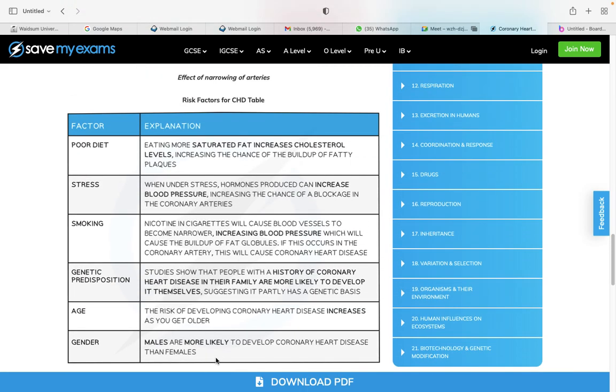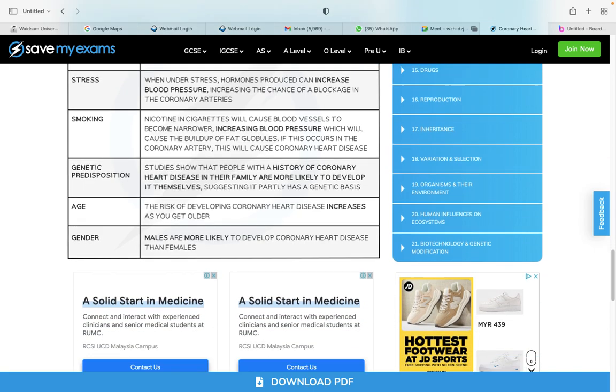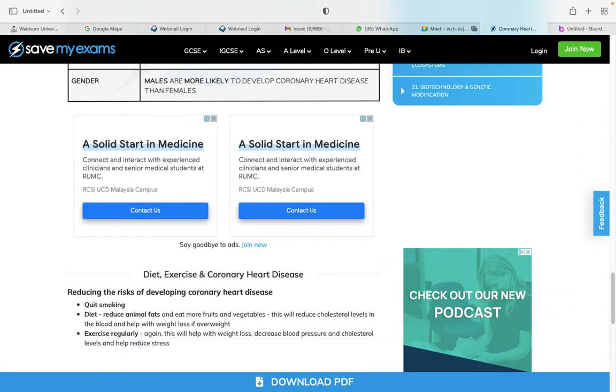You can do many of these things. You can take care of your diet, stop eating too many fatty things, ease yourself of stress, don't smoke. And then maybe the other factors will fall in place. You can control the first three factors, but you cannot control the last three. There are six factors that lead to coronary heart disease.